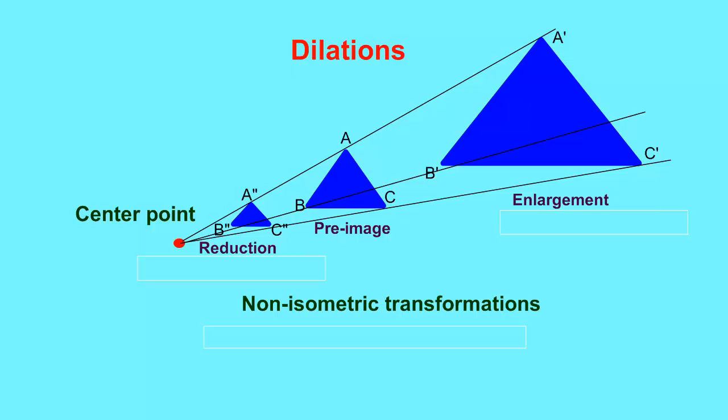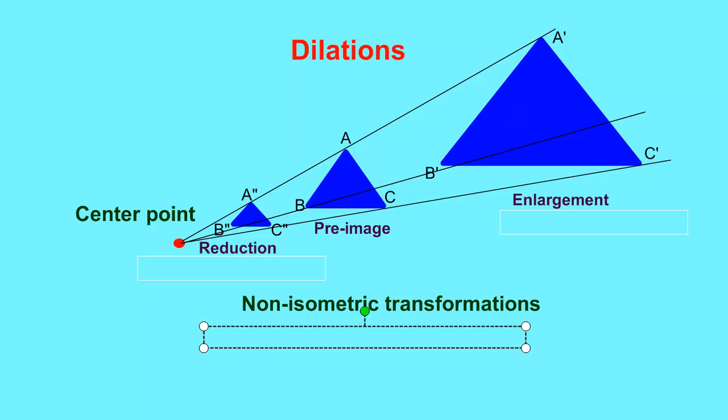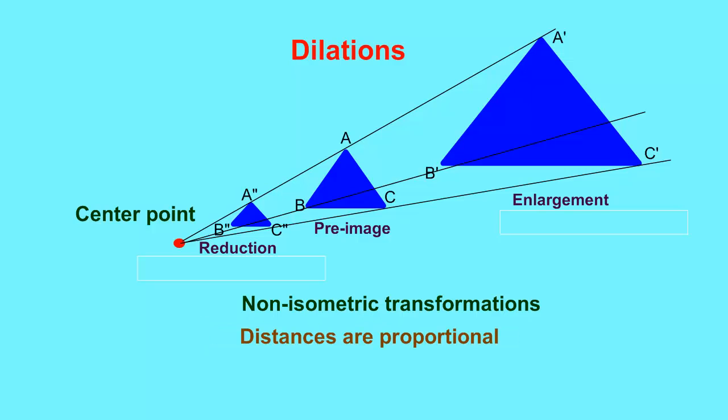So while the pre-image is not congruent with the image, there's still a relationship between the two. Distances between the pre-image and the image are proportional. We have what's called a scale factor in these dilations. The scale factor describes what you have to multiply this distance by in order to get this full distance. If you're multiplying by a positive number greater than 1, you will go beyond A and get an enlargement. But if you multiply the distance by a fraction less than 1, you will not make it to A, and you will get a reduction.